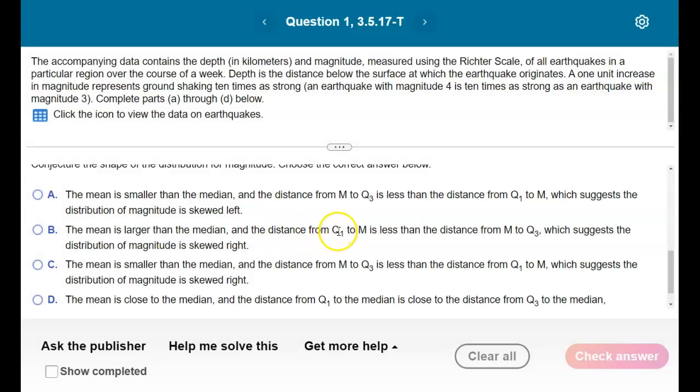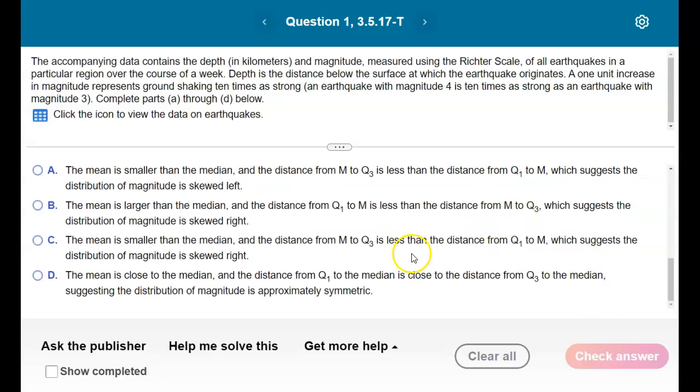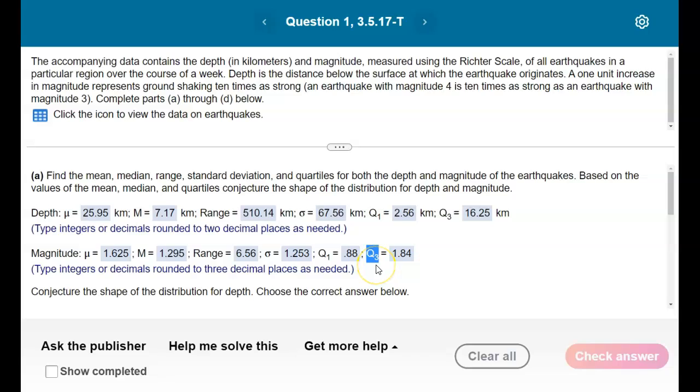This right here says, and the distance from Q1 to M is less than the distance from M to Q3. So that's something else we would need to go back and check. So let's see here. Distance from Q1 to M. Q1 right here, 0.88 to M, is less than the distance from, I believe it said M to Q3, right? They're pretty close. I'm going to check on my calculator just to be sure. Actually, let's see. It does look like it is less.